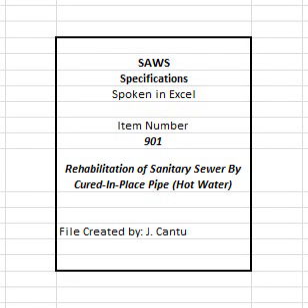San Antonio Water System Standard Specifications for Construction. Item No. 901. Rehabilitation of sanitary sewer by cured in-place pipe, hot water.